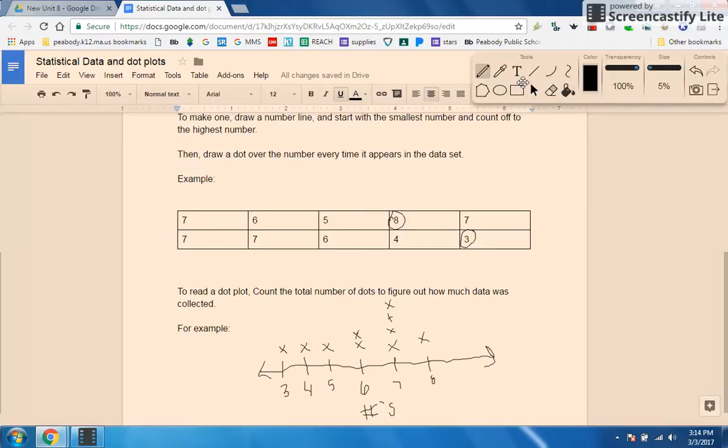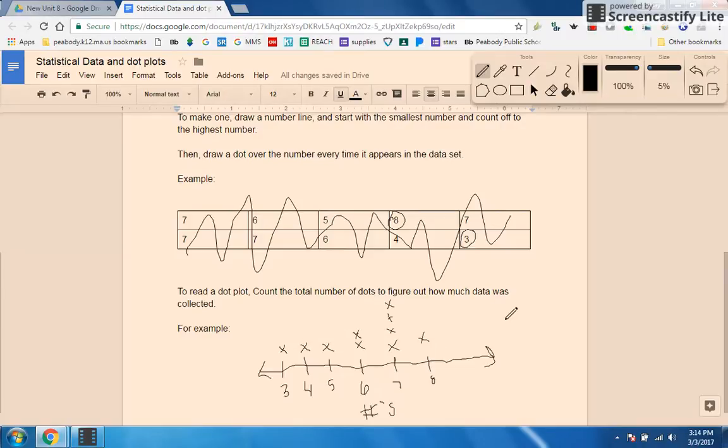To read a dot plot, so say you're given a dot plot and you're not given this. So let's say this wasn't given to us and only the picture down here was. It says to read a dot plot, you count the total number of dots or X's to figure out how much data was collected. So let's say this wasn't given to us and just this was, and we wanted to know how many people were in the survey. You would count your X's. So there would be 1, 2, 3, 4, 5, 6, 7, 8, 9, 10. So you would say 10 people were surveyed.